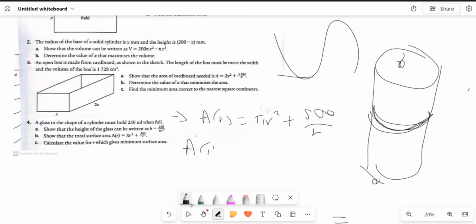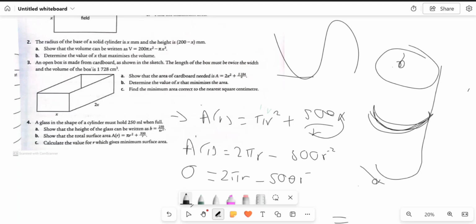A prime of r is equal to 2 pi r plus, from 500 over r, when we took it up there it became 500 r to the power of negative 1. So it's going to be negative 500 r to the power of negative 2. We know that at the minimum the gradient is 0, so we substitute 0. We have 2 pi r minus 500 r to the power of minus 2.